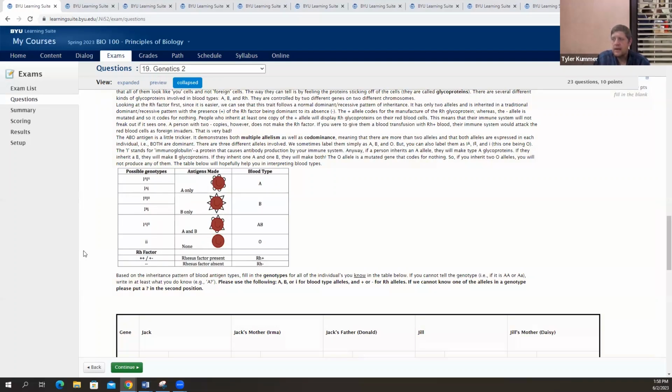One thing that students sometimes struggle with is when we start to introduce this idea of Rh factors. They want to include that as being the same thing as the ABO allele. The ABO allele is a completely separate gene.